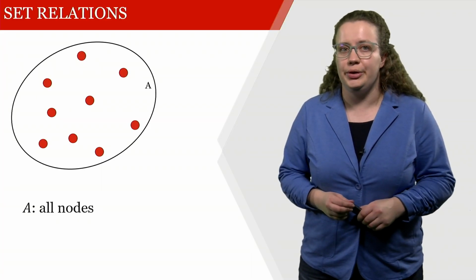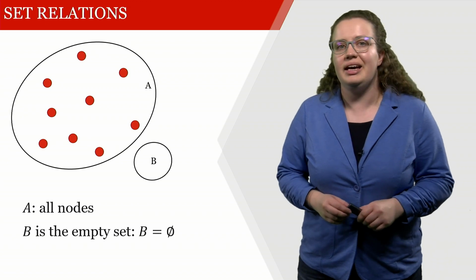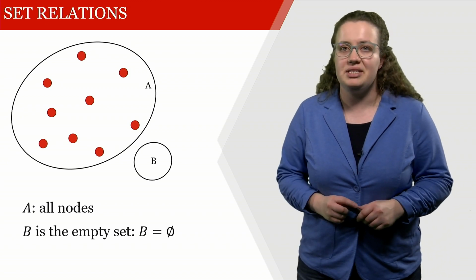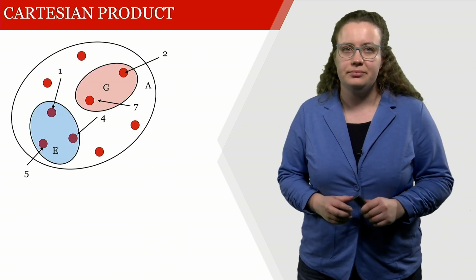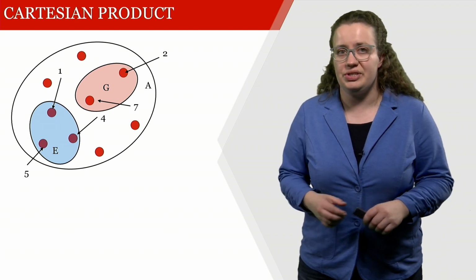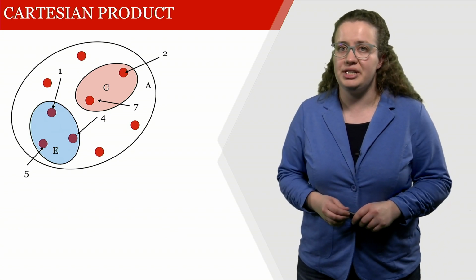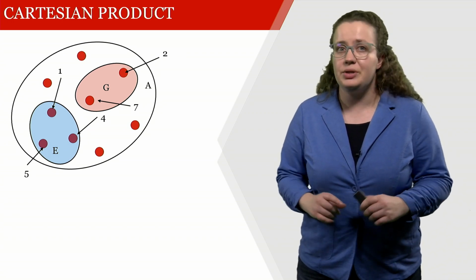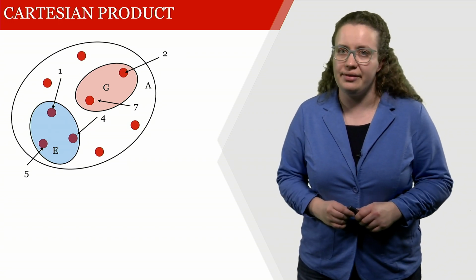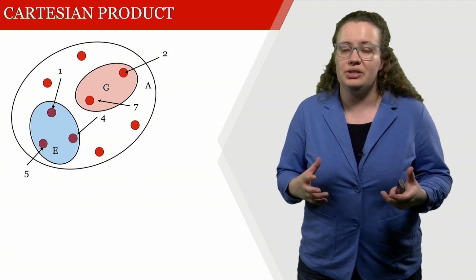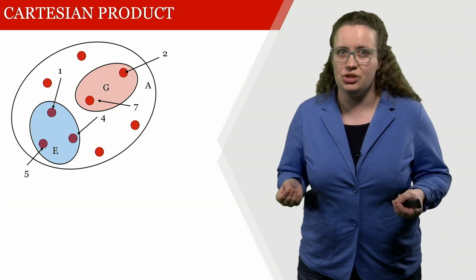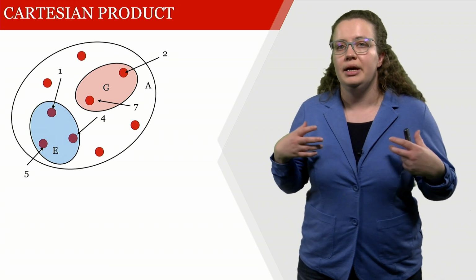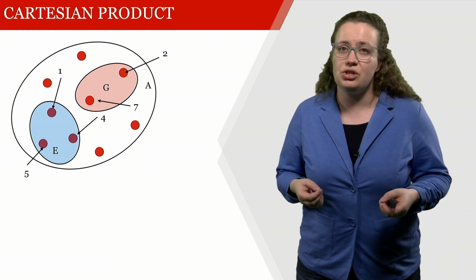Just to rehash, we have a set of nodes which we refer to as A, and we also have an empty set which we denote by B. Now we have 2 subsets. One of them is G, which contains the elements 2 and 7, and one is the set E, which contains the nodes 1, 4, and 5. And now we would like to address any sort of combination of these sets, which is a concept that we know as the Cartesian product.